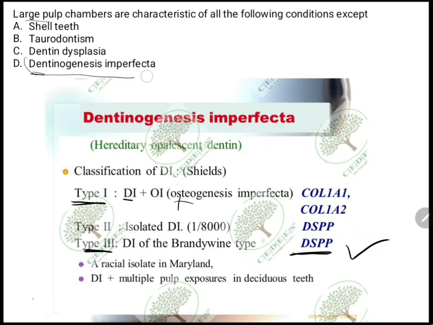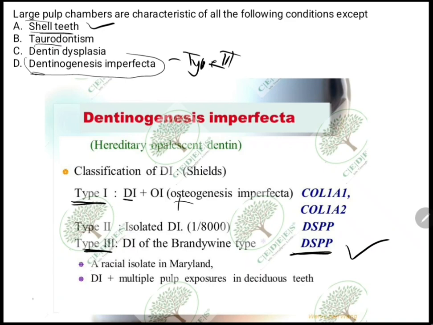So actually speaking, since they've put the option as DI, not all types of dentinogenesis imperfecta have enlarged pulp, only type 3, which is your option 1, which is shell teeth. So shell teeth will have large pulp chambers.